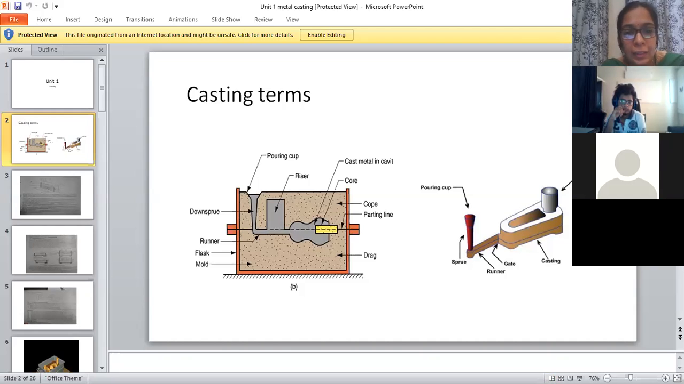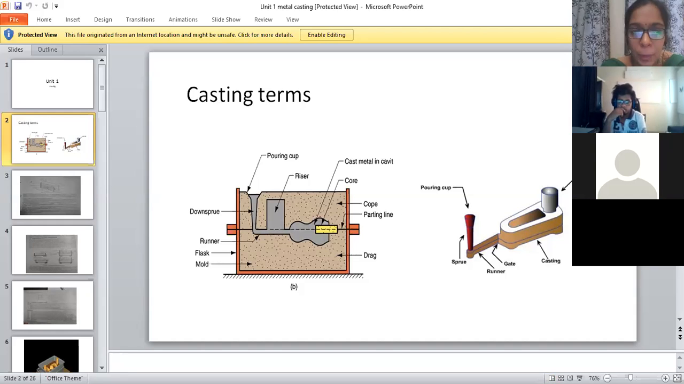So you can see this is the photo from the textbook. Runner, riser, all these definitions, please make a note. And while answering, if they ask you to give the layout of the casting terms, please draw the diagram clearly.